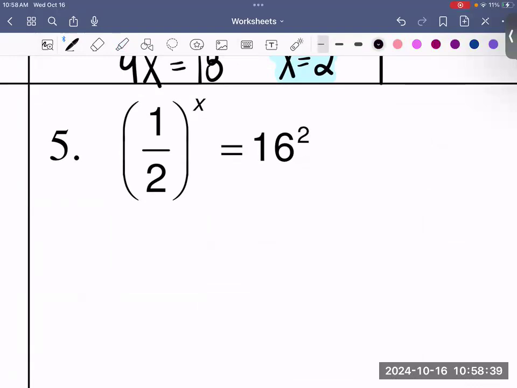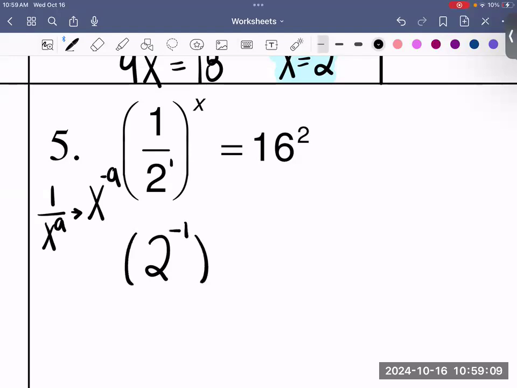Now, thinking about our properties of exponents, right? If we want to make this to have just a normal base, right? If we have 1 over x to the a, if we were to raise it up into the numerator, we now have a negative a. So same idea here. We can raise this 2 up into the numerator and then just give it a negative exponent. Our exponent on your 2 is originally 1. And when we raise it up, it's now going to be a negative 1. And this is raised to the x power.